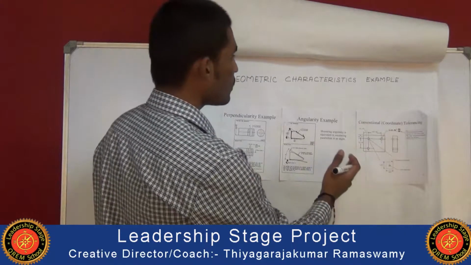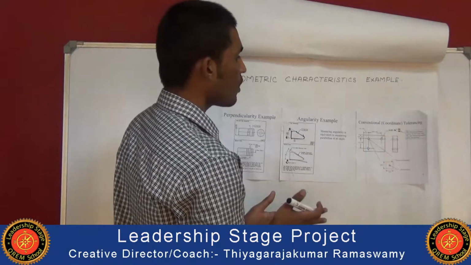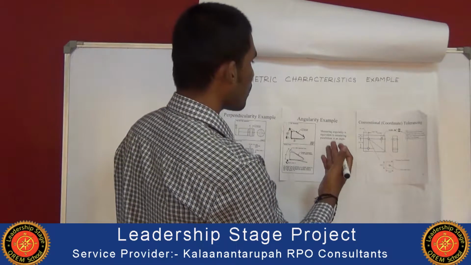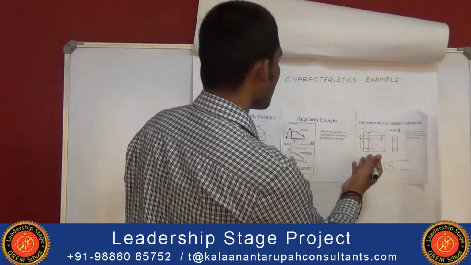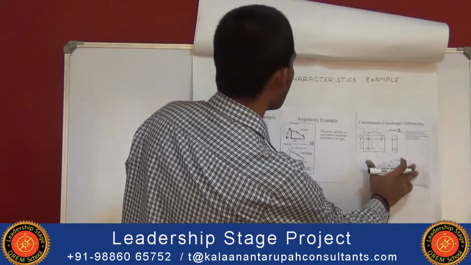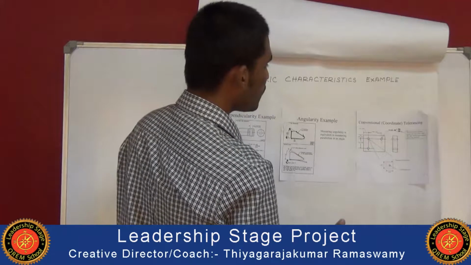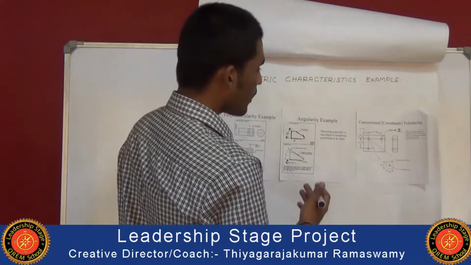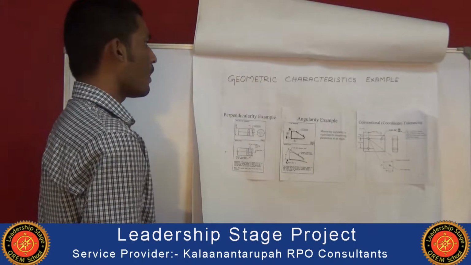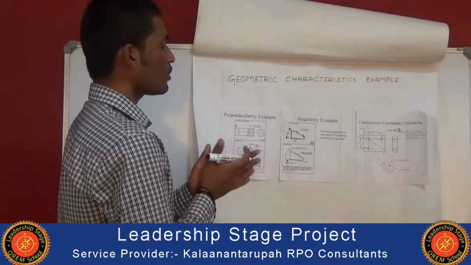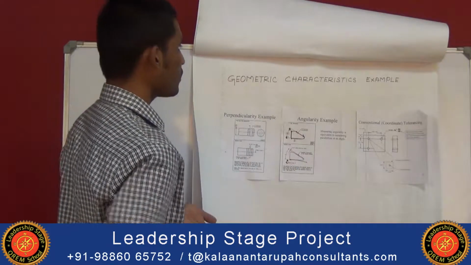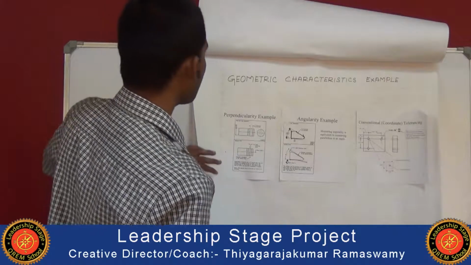Now the final one is conventional tolerancing. Conventional tolerancing stresses the size of the element as well as the tolerance zone boundary and the hole center axis. This is an example of conventional tolerancing for GD&T, and it sets the accuracy as well as the reliability when we are going for the manufacturing process. And these are some geometric characteristics examples for the nacelle structure.